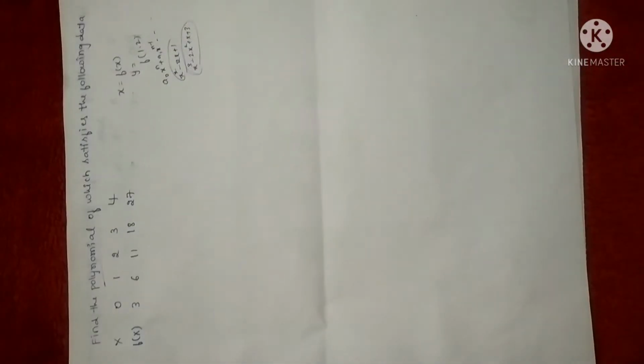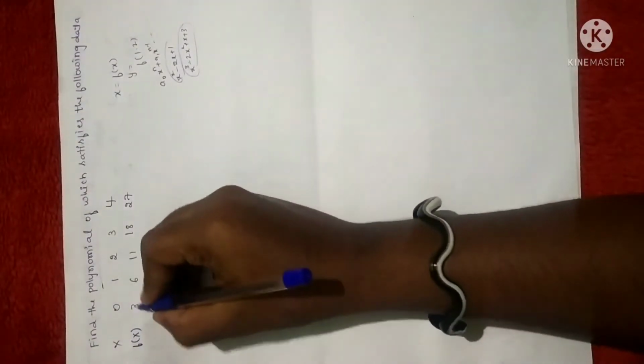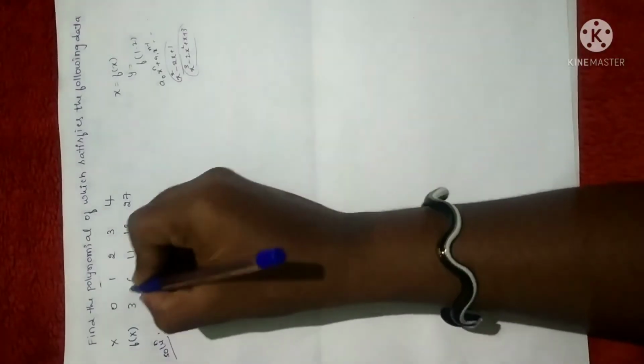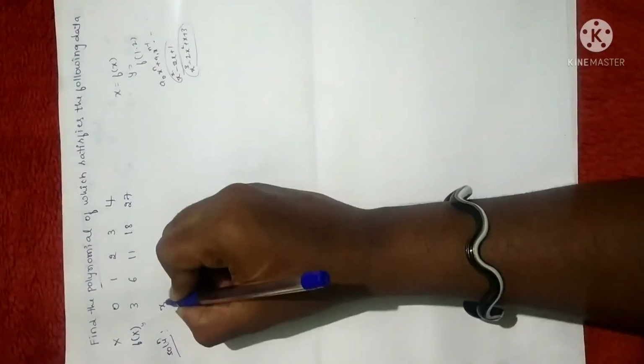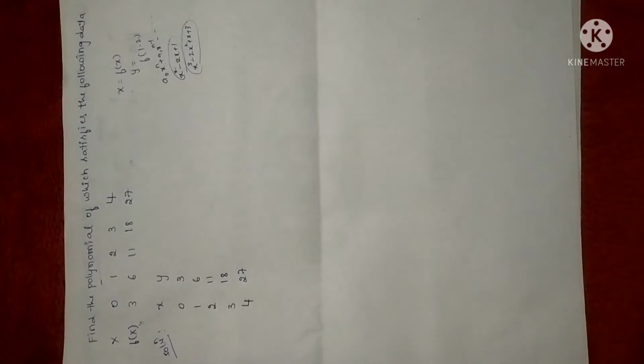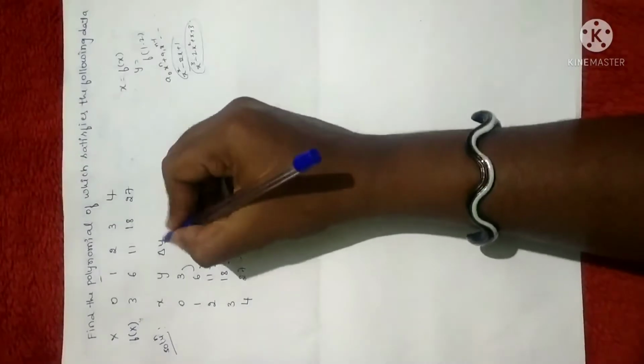Fine. First let me construct the forward difference table. For that we have to write the x and f of x values. f of x is none other than the y value. So let me make a list of x and y values as given in the problem. Now for the first forward difference, that is delta y: 6 minus 3 is 3, 11 minus 6 is 5, 18 minus 11 is 7, 27 minus 18 is 9. So delta y we have done.